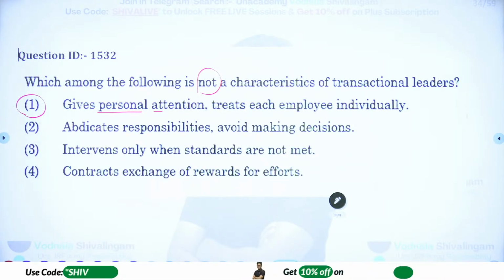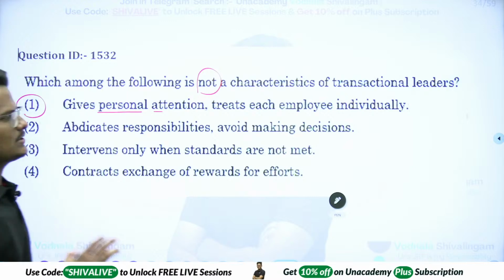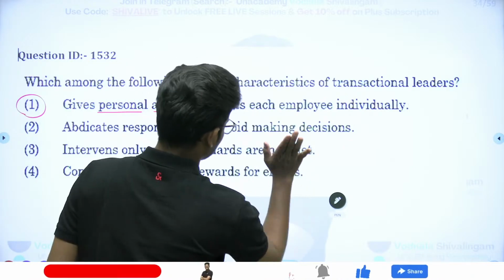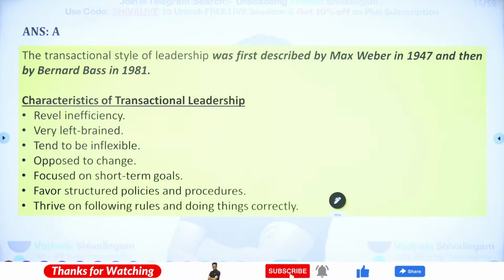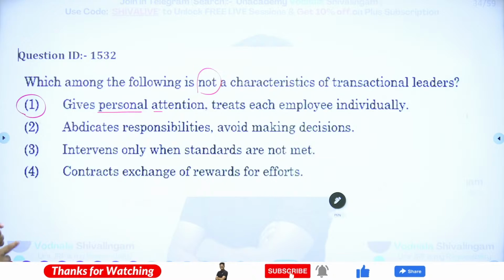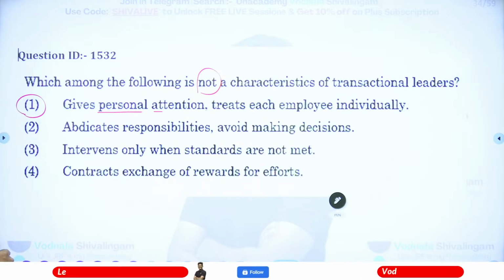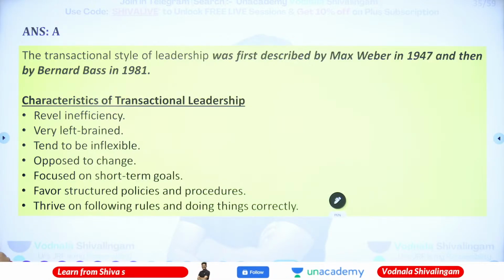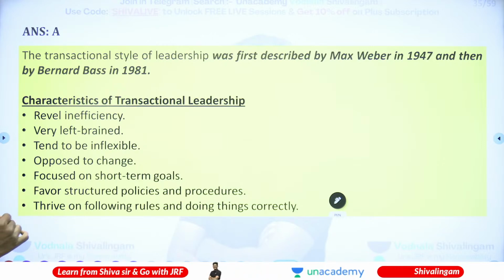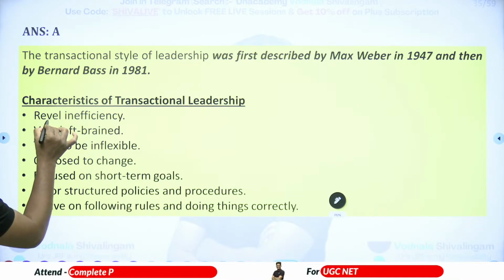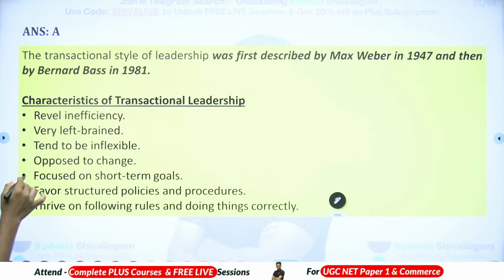And actually here one wrong thing mentioned by the NTA is that B option. The answer given by them is A. The answer given by them is A. But transactional leadership, given by Max Weber in 1947, then Bernard Bass in 1981, revealed the inefficiency also.